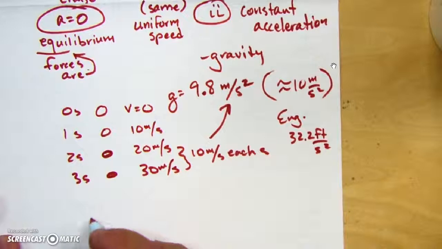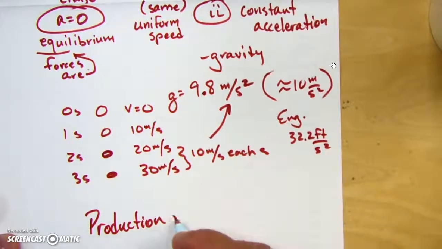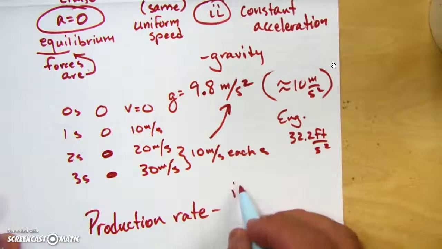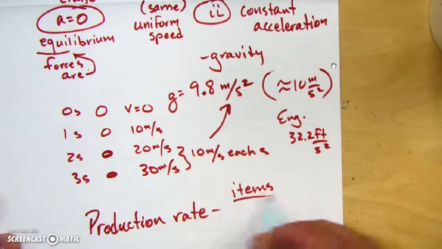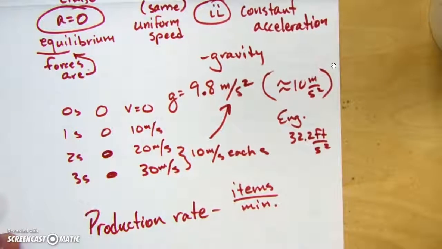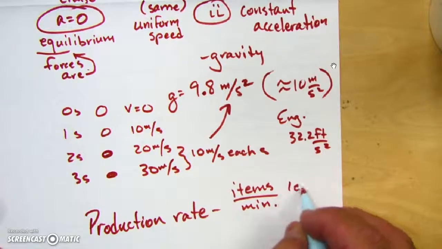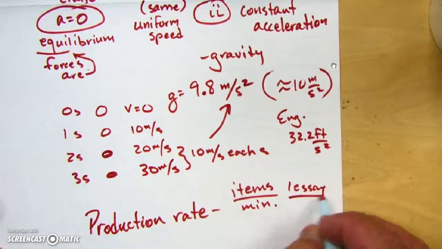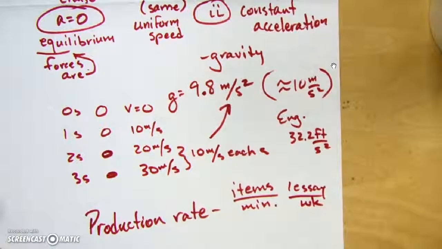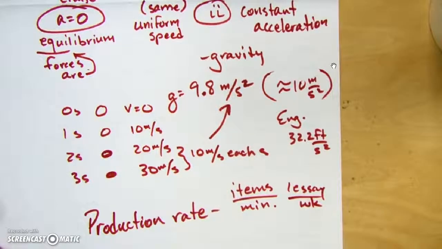Okay, the last thing under rate that you'll see is a production rate. A production rate is how many things are produced per time unit. Items per minute, items per second, items per hour, something like that. For example, you could do that with, I don't know, English essays. And you produce 1 essay a week. That would be your production rate. So you can apply that to a variety of things.